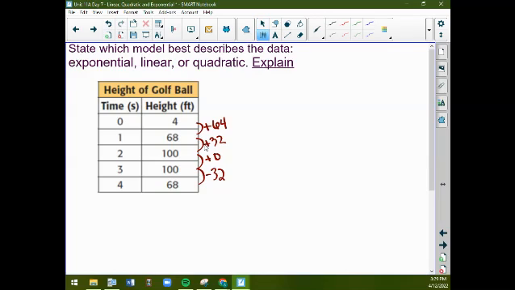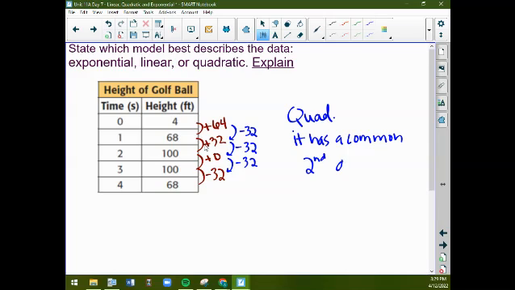Okay, so that's the first difference. Now, what's the second difference? To get from 64 to 32, I subtract 32. To get from 32 to 0, I subtract 32. And to get from 0 to negative 32, I subtract 32. So this one must be quadratic because it has a common second difference.